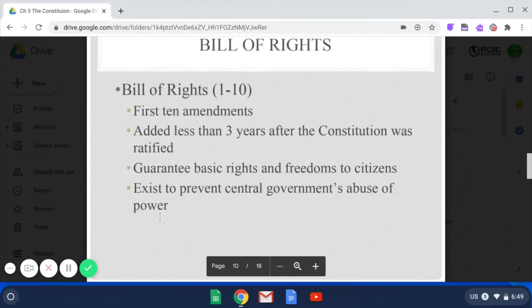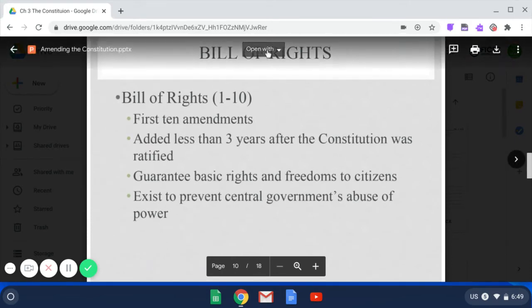The Bill of Rights was the first set of amendments that were proposed. They were added within 3 years of the Constitution. Remember, we talked about the Federalists and the Anti-Federalists. It was to appease the Anti-Federalists. These are our basic rights and freedoms as citizens.